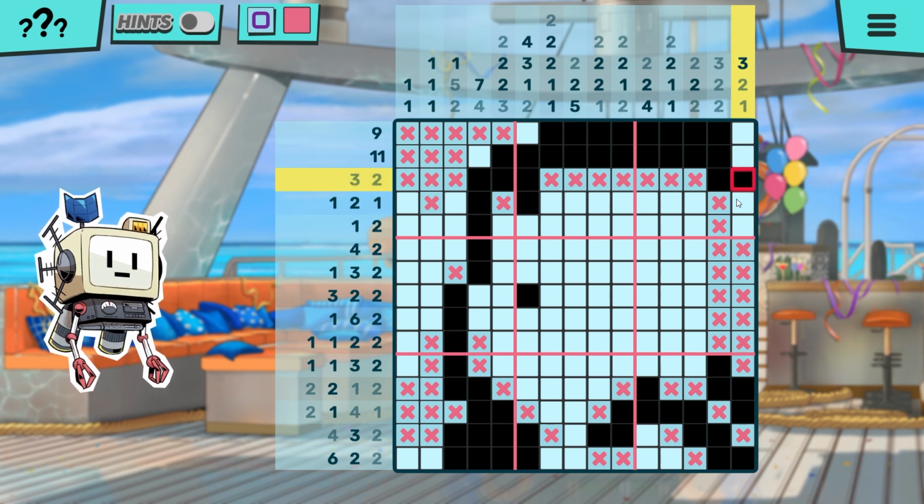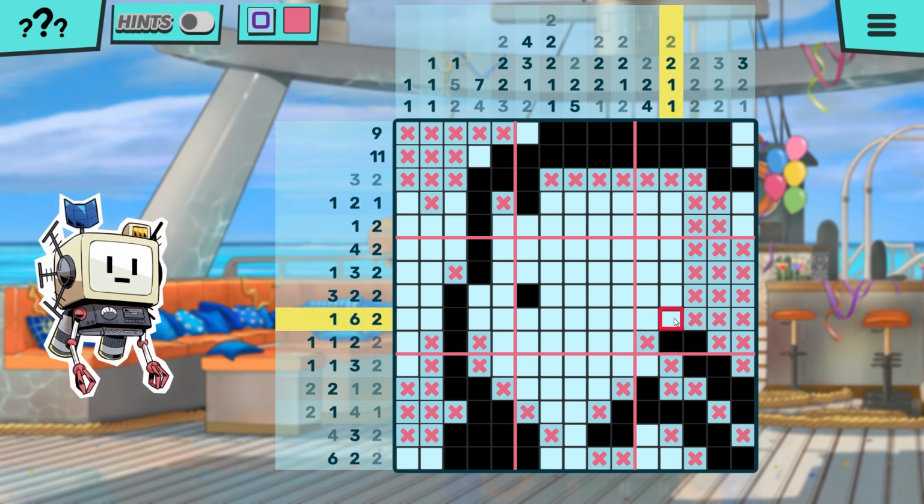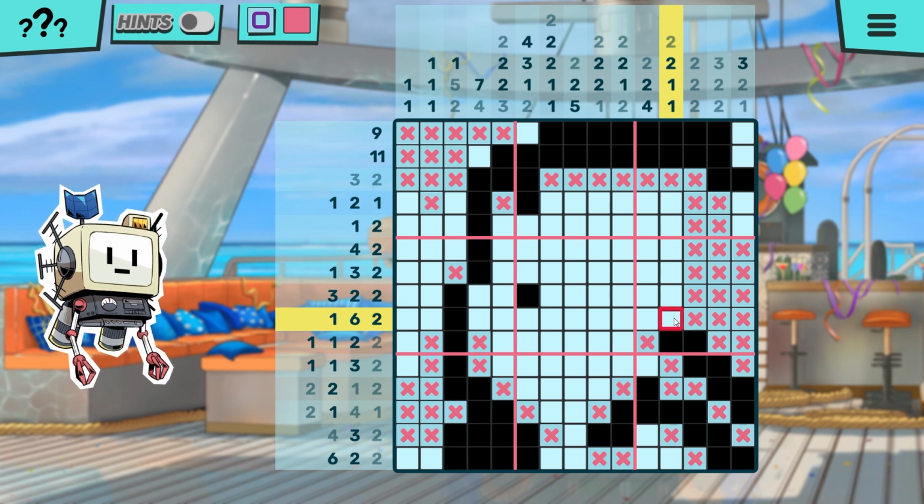This means that's all 3 X'd off. This is a 2. This is a 2. That's all locked off. This is a 2. This is... We don't know if that's a 2 or 1.